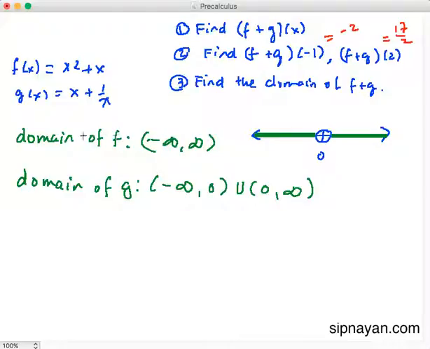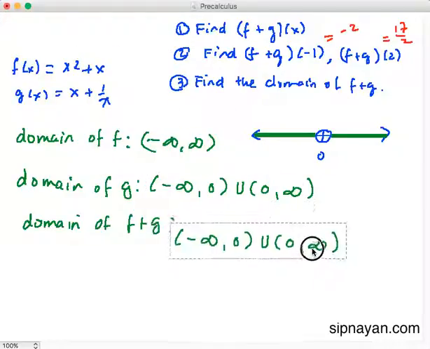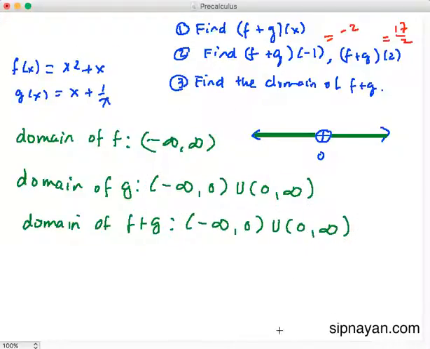And the domain of f ay buong number line. Pero, ibig sabihin, nag-intersect sila after, except dito, kasi walang 0 dito. So therefore, their intersection is a set of real numbers except 0, which is the same as the domain of g. So the domain of f plus g is the same as this one. So yan yung intersection nila. Okay? So pwede natin yan ipakita sa graph.